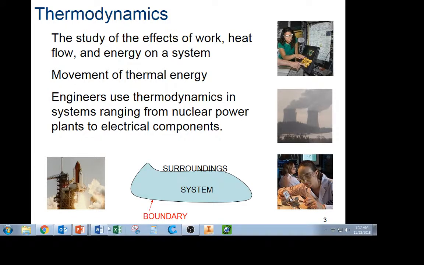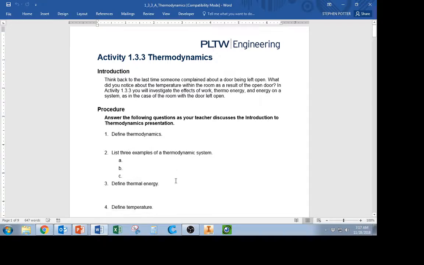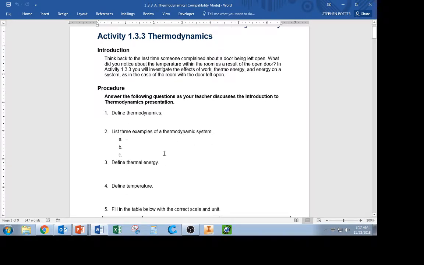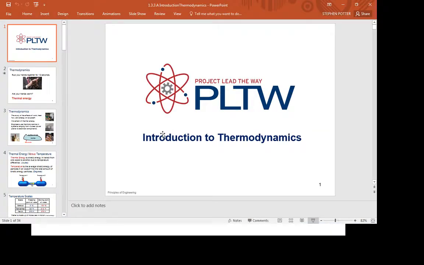So on your notes, we define thermodynamics. I gave you 2 examples of thermodynamic systems. You should be able to come up with a third one. So now we're going to define thermal energy and temperature, which are similar but not the same.